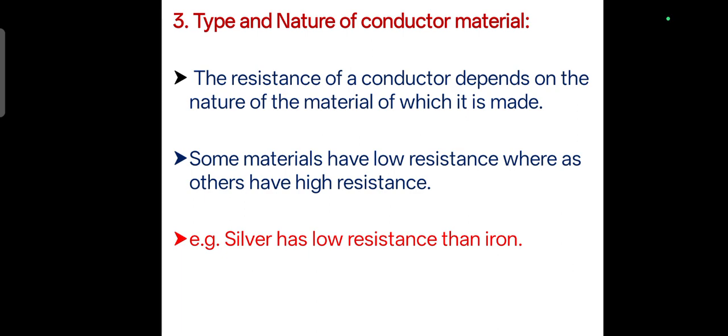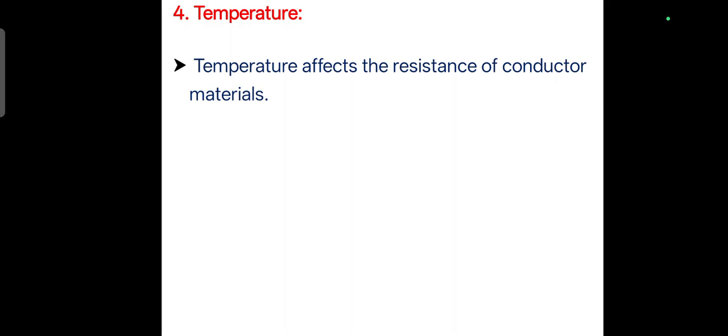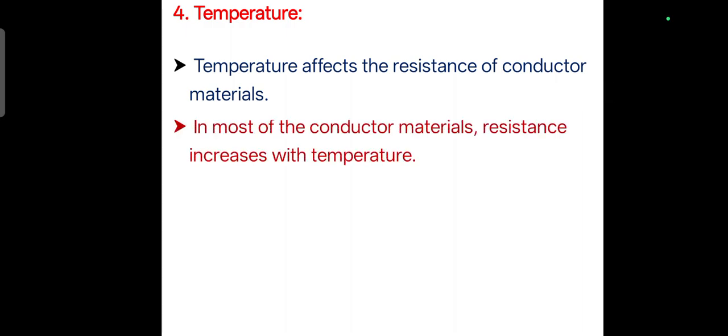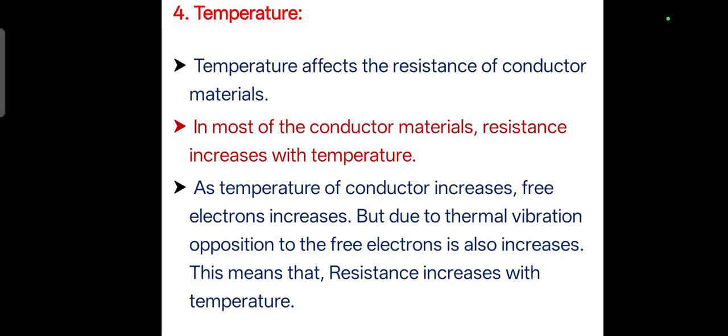Here an example is given for silver. Silver has a lower resistance than iron. And the last factor on which the resistance depends is the temperature. Temperature affects the resistance of conductor material. In most conductor materials, resistance increases with temperature. So the resistance of a particular material increases with the increase in temperature.